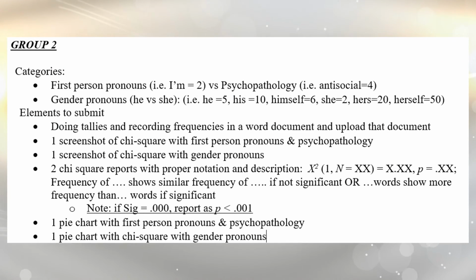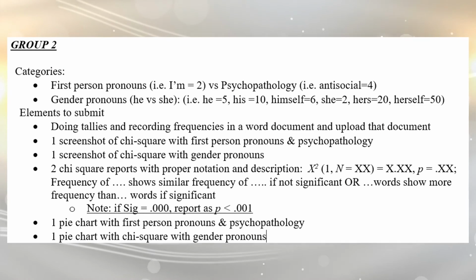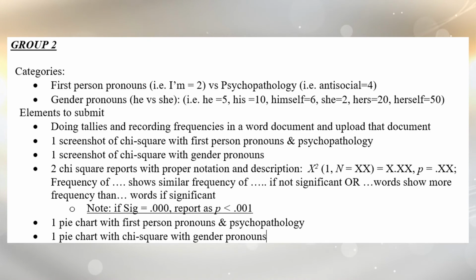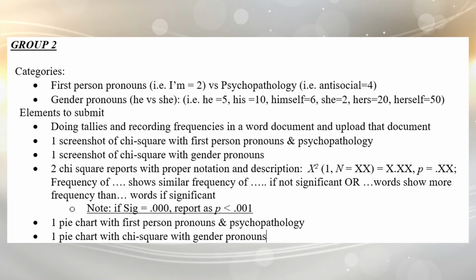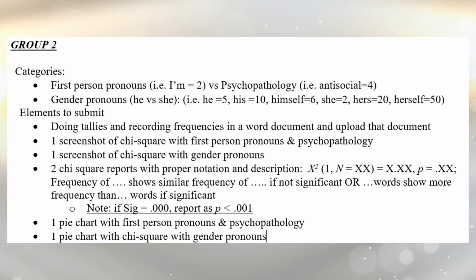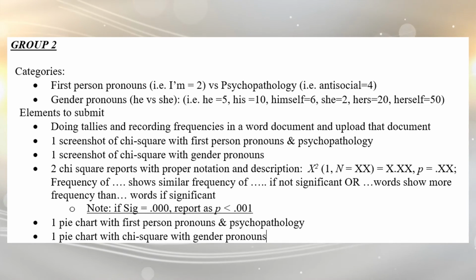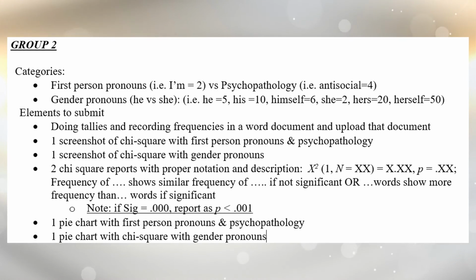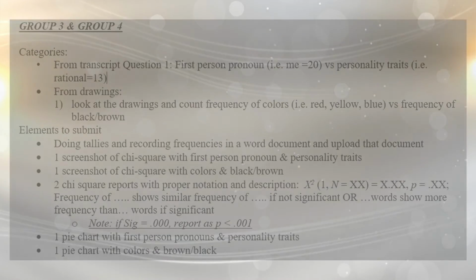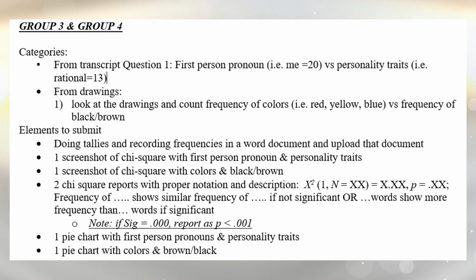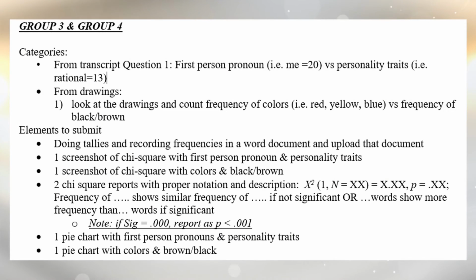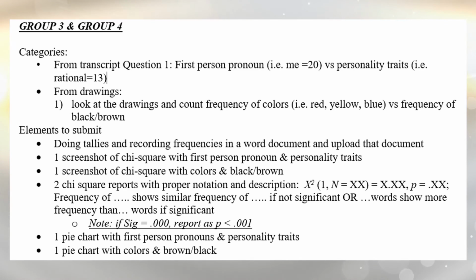So then group 2 has the first person pronouns versus psychopathology. And then as the second category, gender pronouns. And it's just he versus other gender pronouns, just specifically. And same process, you're just going to tally those up. And then for group 3 and group 4, since there are only 3 prompts, we're just having group 4 do the same as group 3. So you guys are going to do the transcript question 1, and then you'll also have to do the drawings.